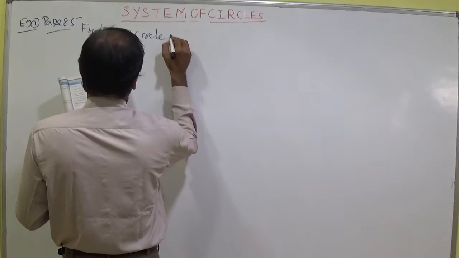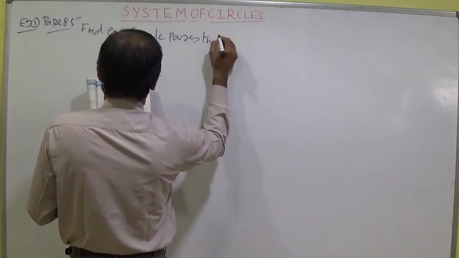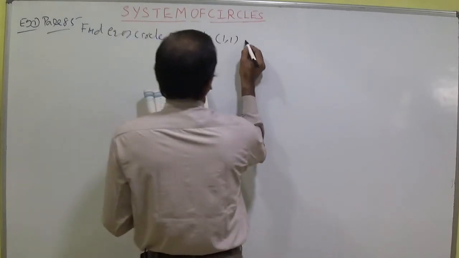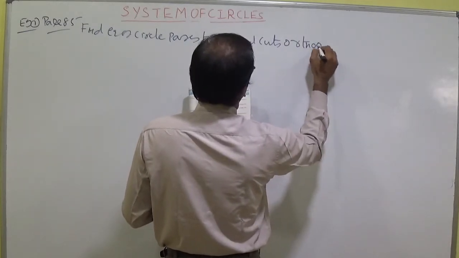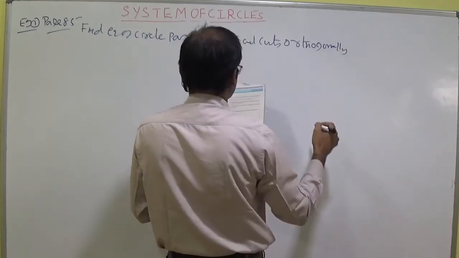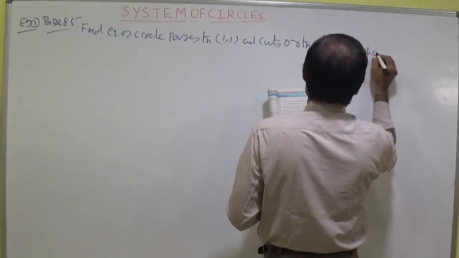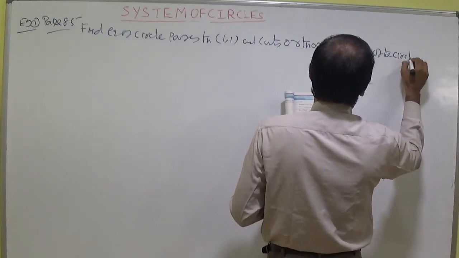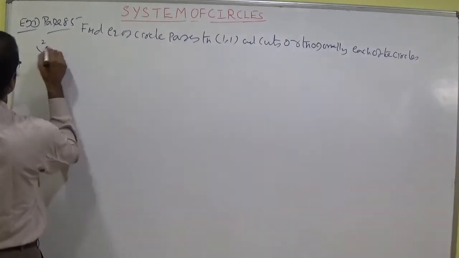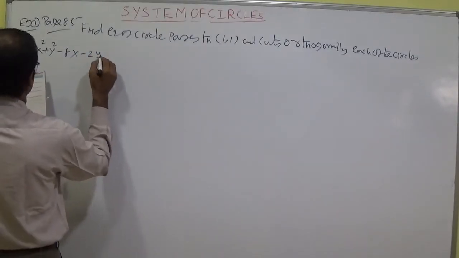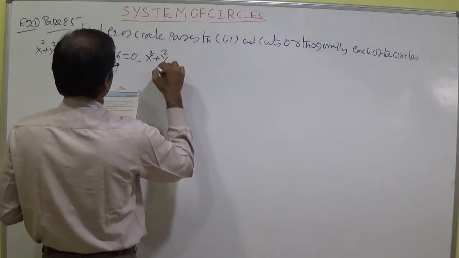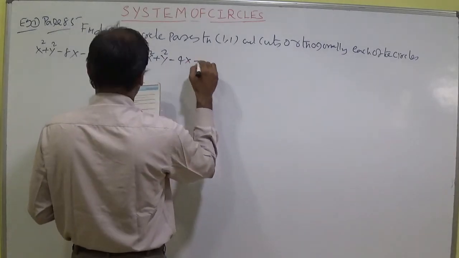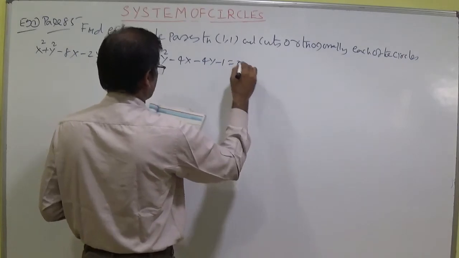Find the equation of circle which passes through (1, 1) and cuts orthogonally each of the circles x square plus y square minus 8x minus 2y plus 16 equal to 0, x square plus y square minus 4x minus 4y minus 1 equal to 0.